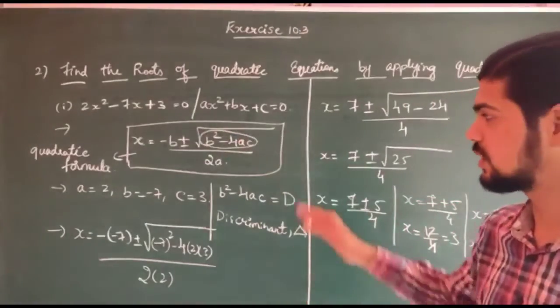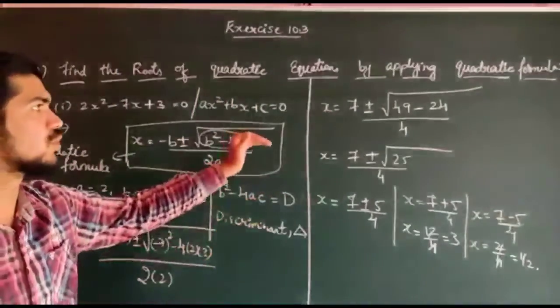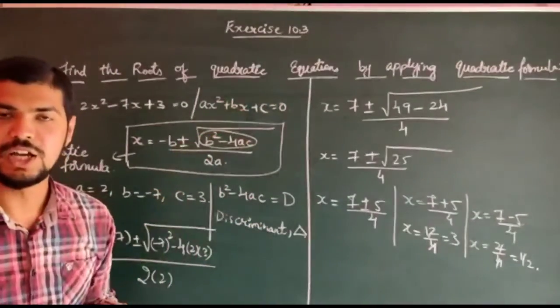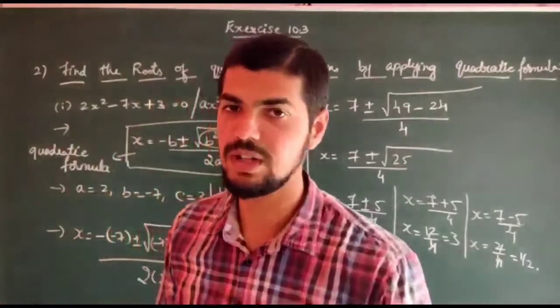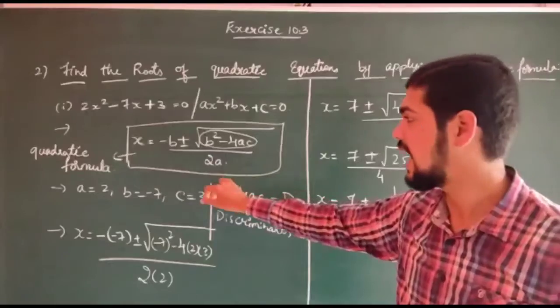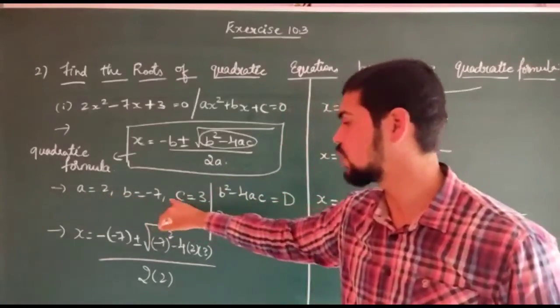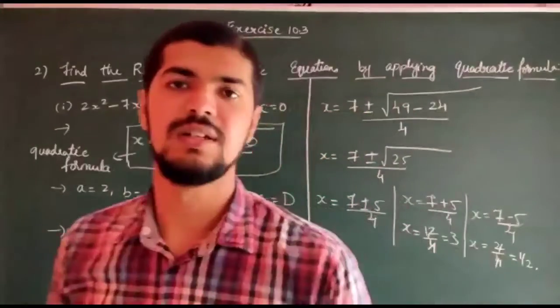Now I think this is a very easy method, or the easiest way, to solve any quadratic equation, right? You don't need to bother about factorization, no need to bother about the completing the square method. Just substitute into the formula the values of a, b and c. You will arrive at your solution.